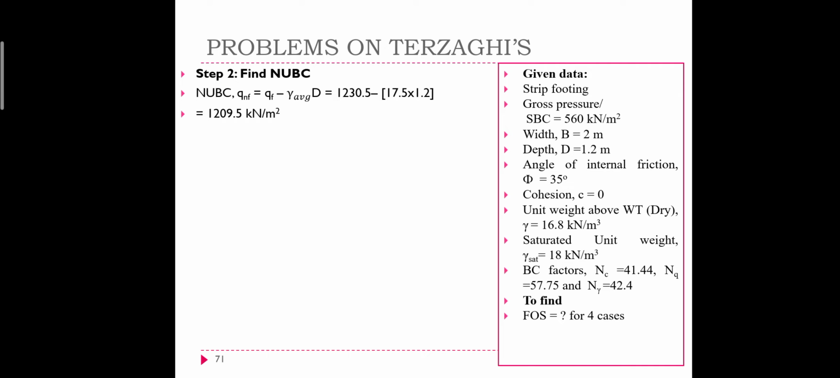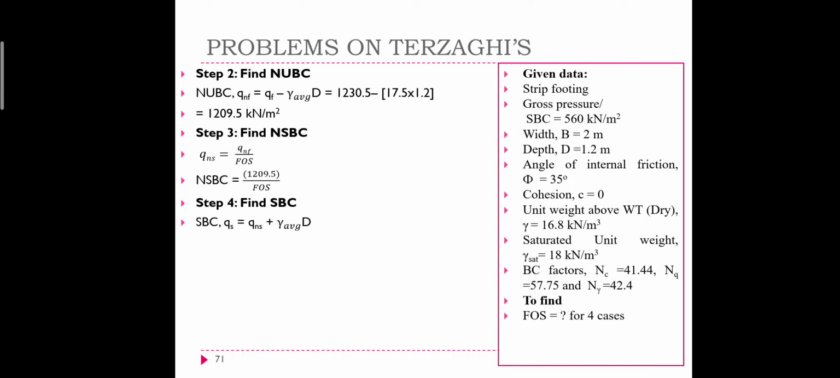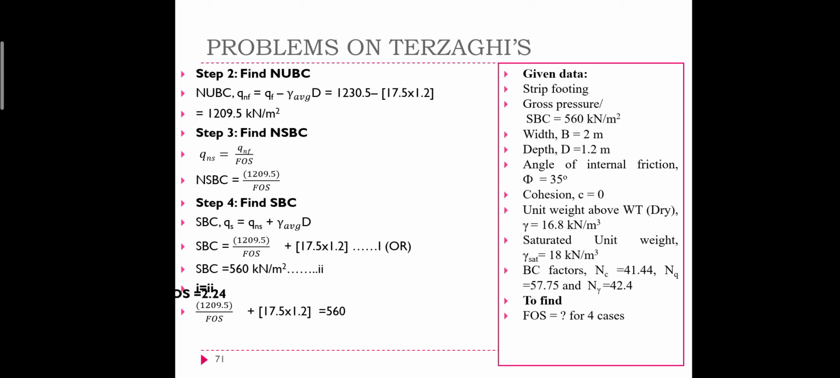So the same is used here, gamma average D. So if you used gamma sat D there, here also you should put gamma sat D. If you put gamma D there, here you should put just gamma D. You should be careful about that. NSBC, just divide by factor of safety. SBC, just add gamma average D. So you'll get this. Also SBC is given in the question. So equate these two to find the factor of safety. So this is the fourth case.